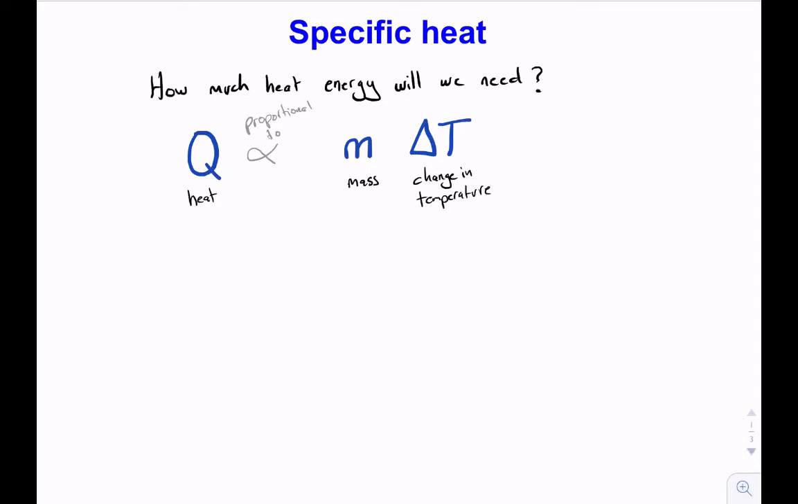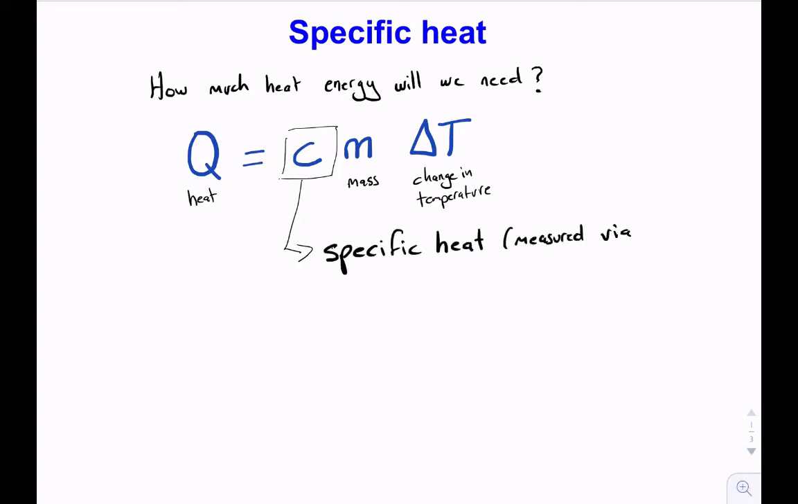Now we want to make this expression universal to all material. We're going to lose the proportionality sign and just add an equal sign, because the variable C, called specific heat, is the proportionality constant. Specific heat is a material's specific property, which must be measured via experiment. Thus we have the final expression of heat equals specific heat times mass times delta T. Q equals C m delta T.